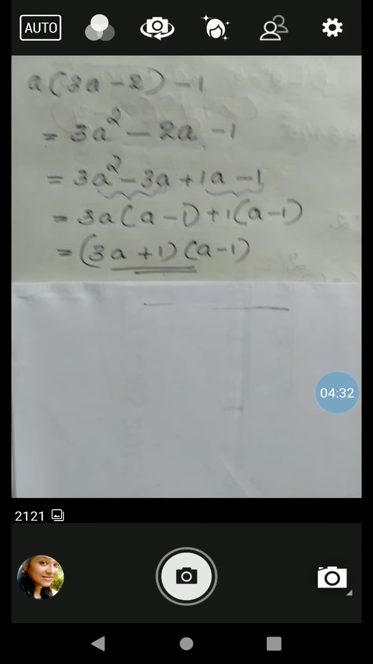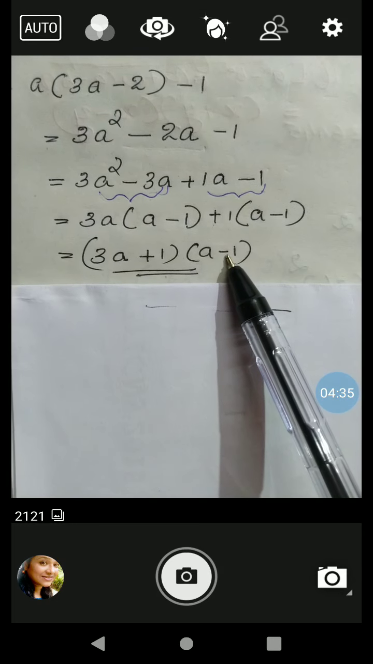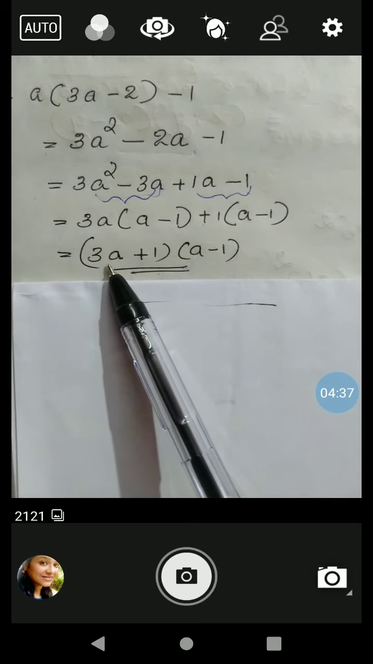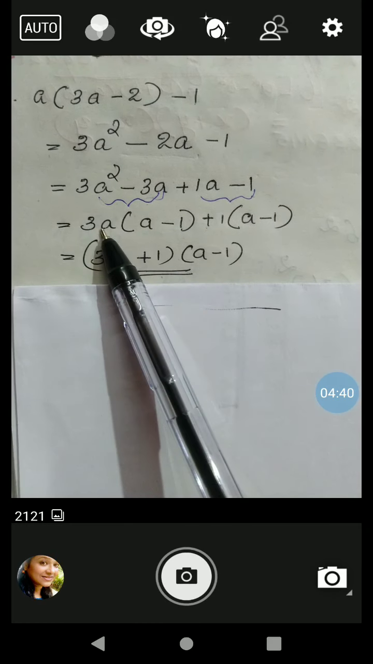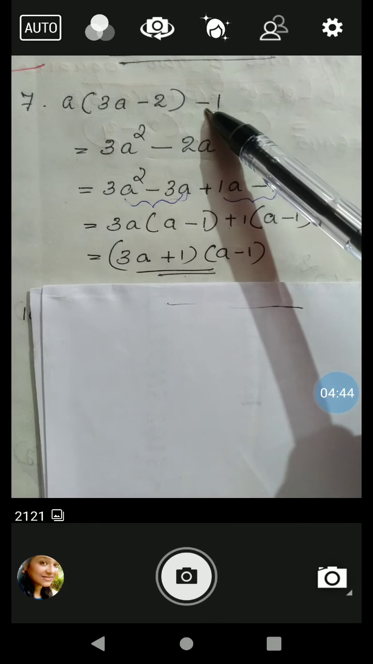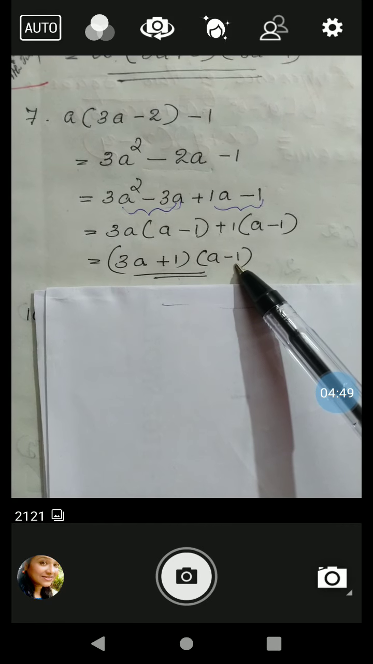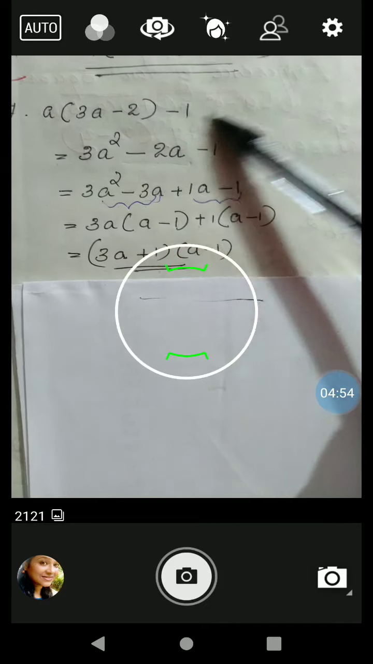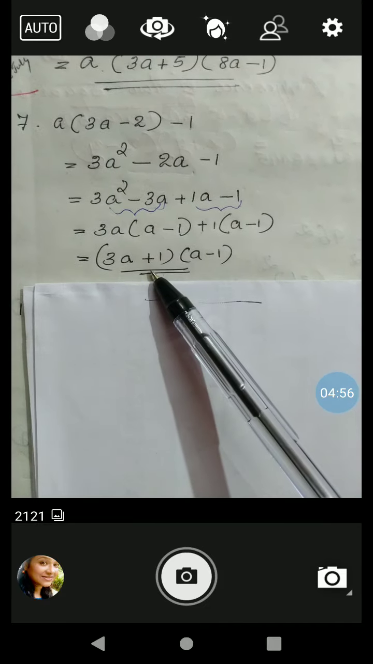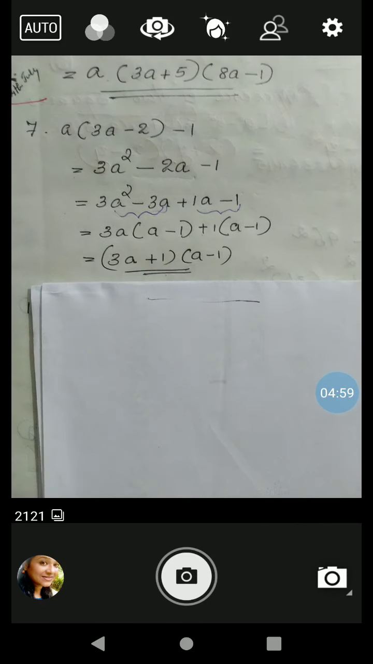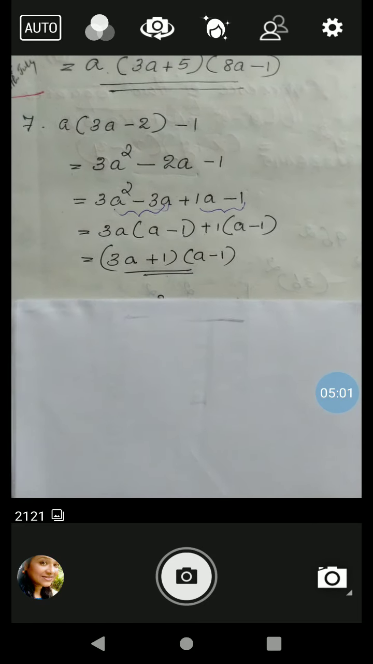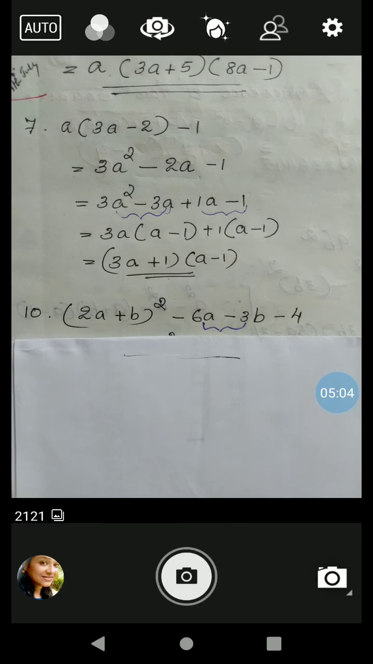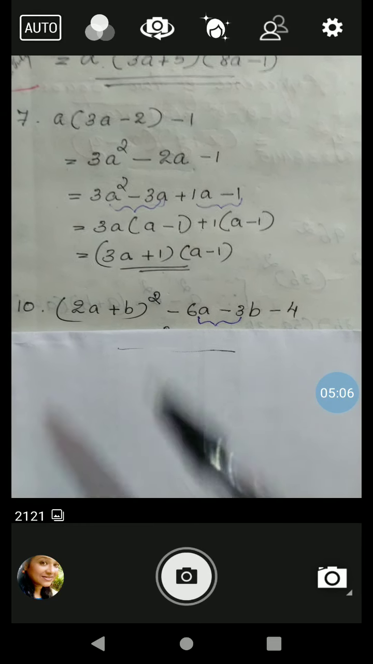Now, a minus 1 outside. The remaining part is 3a plus 1. So, factors of this given expression are 3a plus 1 and a minus 1. Okay. So, this expression can be written as 3a plus 1 into a minus 1. Now we can do one more question. Look here. Question number 10.